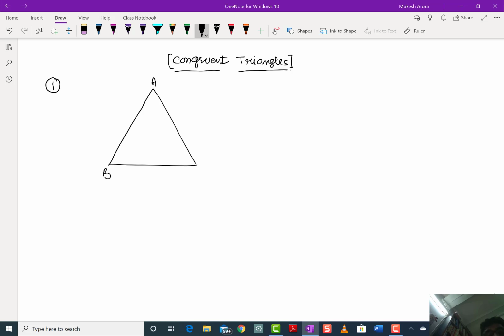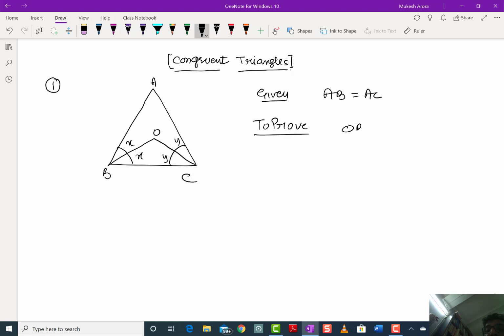Given that AB is equal to AC, and the bisectors of angles B and C meet at O. Bisector means this is x, this is x, this is y, and this is y. Prove that OB is equal to OC and AO bisects angle A.